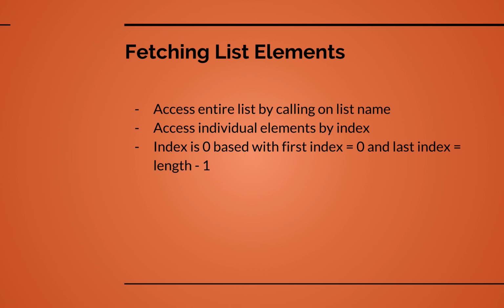If we want to access just a single element, we can do so by its index. Indexing, much like in many other programming languages, is zero-based, so that means the very first index is 0, and the very last index is the length of the list minus 1.